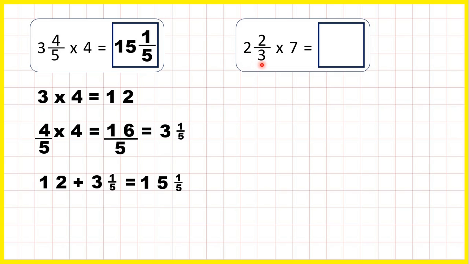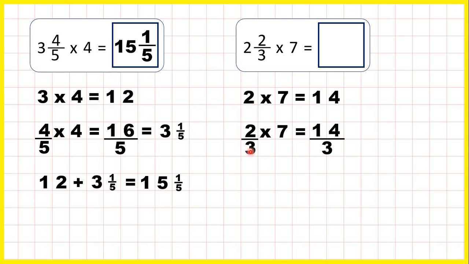Now 2 2/3 times 7. So we can start by multiplying the whole number part of the mixed number, and 2 times 7 is 14. So now we can work out 2/3 times 7 and then add up our answers. Again, really important that we remember to only multiply the numerator. So 2 times 7 is 14, but the denominator has to stay the same.